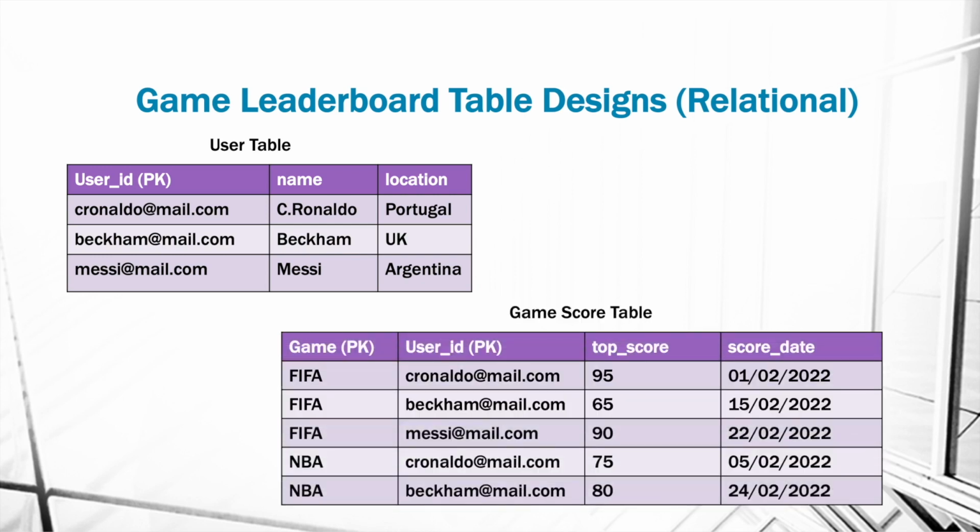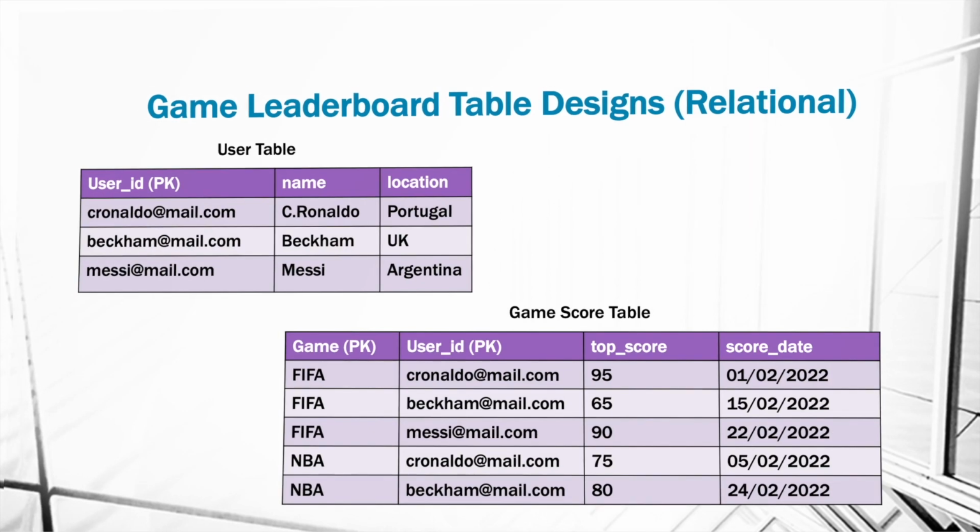There is another table, the game score table, which stores the top score for each type of game for a certain player. There is a foreign key to link between the user table and the game score table. We can use SQL statement to join these two tables by the user ID to get all the information we need. This is a very typical relational database table design.